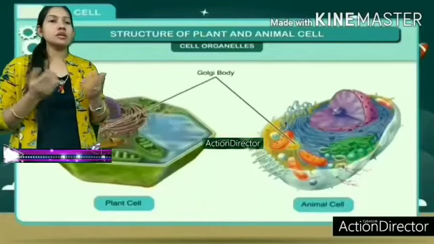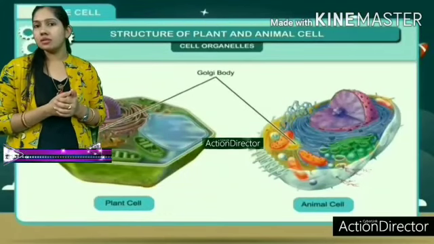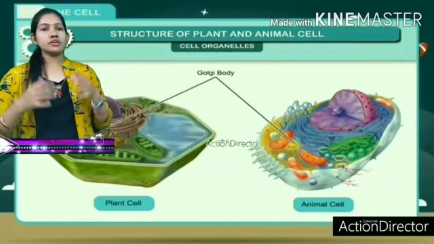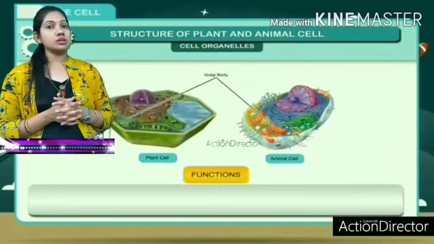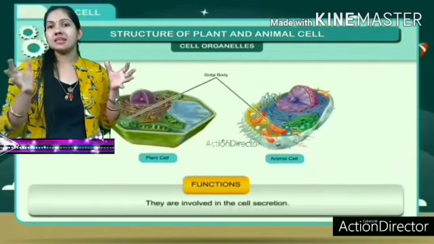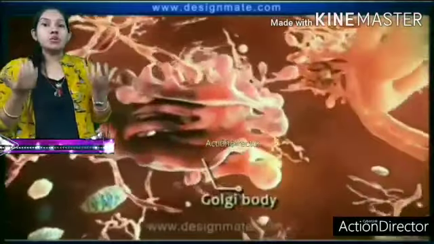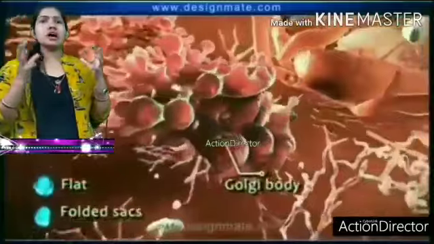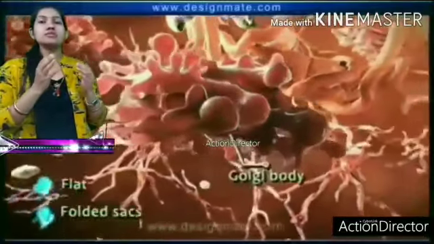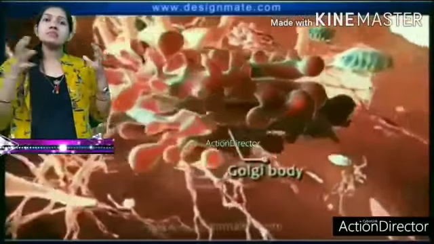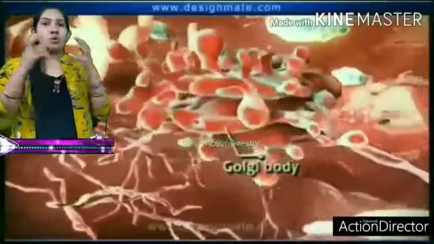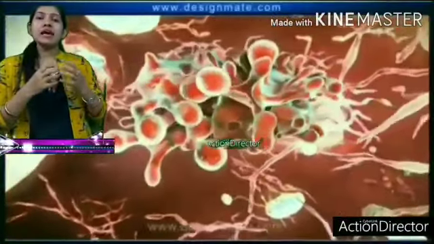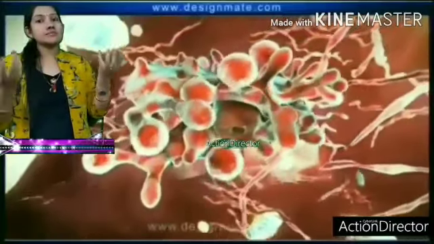The next cell organelle we can discuss is the Golgi bodies or the Golgi complex, which is present both in plant cell and animal cell. You can see over here the Golgi bodies exchange material from cell to cell, meaning it acts as a packaging material. It holds all the protein substances inside it, and whenever the cell requires, it gives the protein.